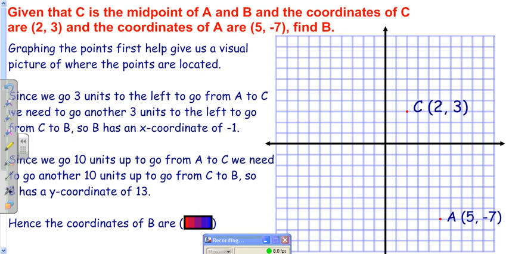Well, how far do you have to go to left and right from A to get to C? Well, if you're starting at 5 going over to 2, you're going to the left 3. So that means you got to go to the left 3 more to be able to get to your B value. So you know B has to be 3 to the left of that, which is a negative 1. And then you got to ask yourself, okay, how far am I going up and down? Well, I'm starting at negative 7, going up to positive 3. So that's 7 below to 3 above. That's a rise of 10. So now I got to start here and go up another 10. Well, 10 onto my 3 is a 13. So my other endpoint has to be negative 1 comma 13.